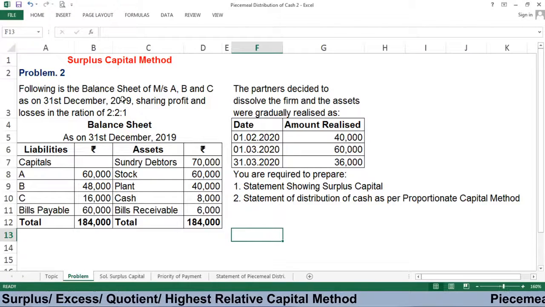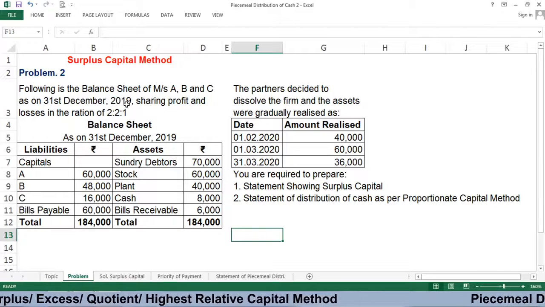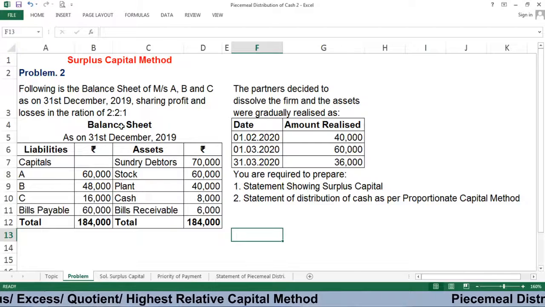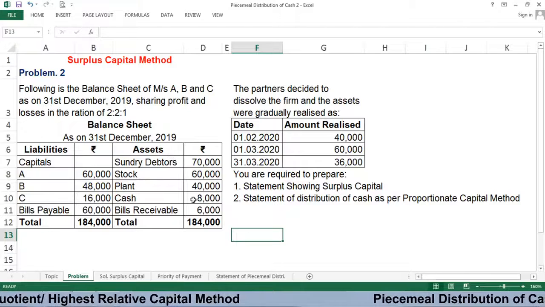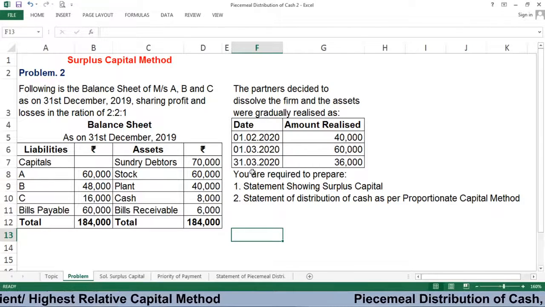Following is the balance sheet of Messrs A, B and C as on 31st December 2019, sharing profits and losses in the ratio of 2:1. The balance sheet is as follows. Here some liabilities as well as some assets are given. In the liabilities, we have the capital of Mr. A, B and C. With this, we have a third party liability, that is bills payable of rupees 60,000. On the asset side, there are various assets including cash, which is rupees 8,000. And there are some adjustments.